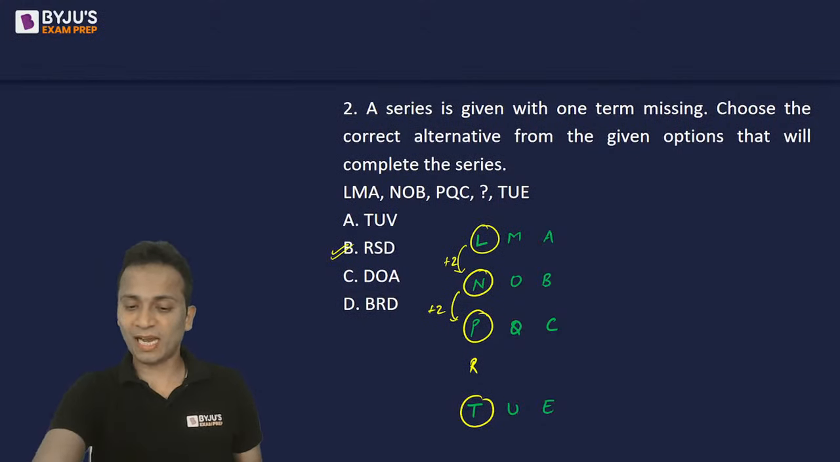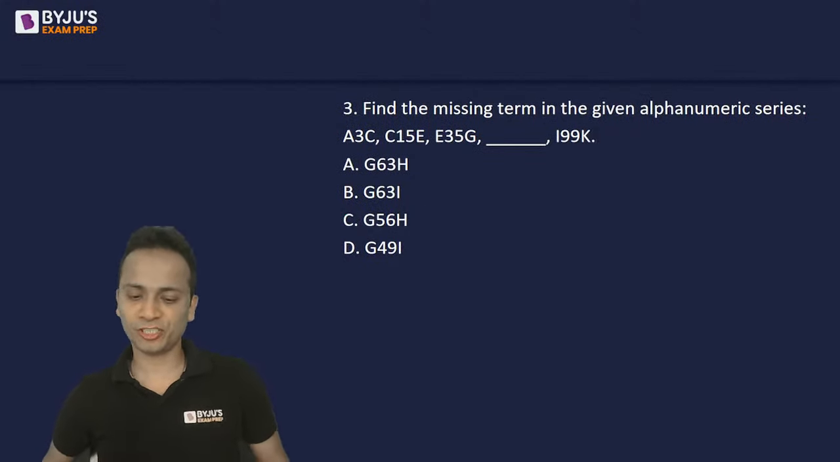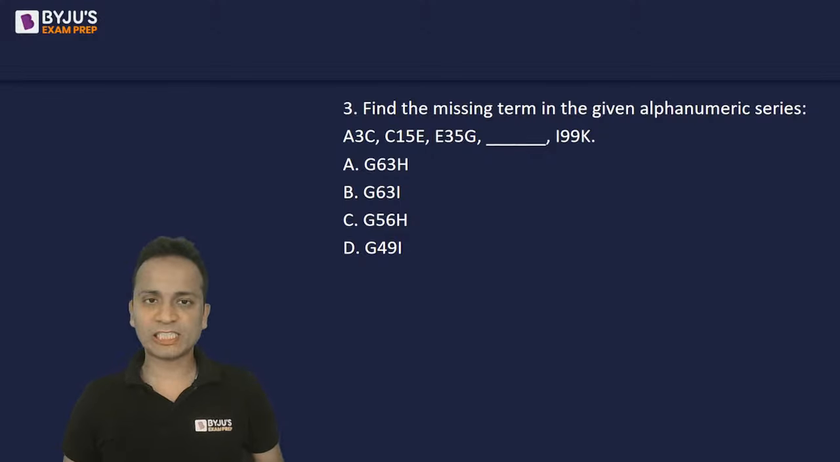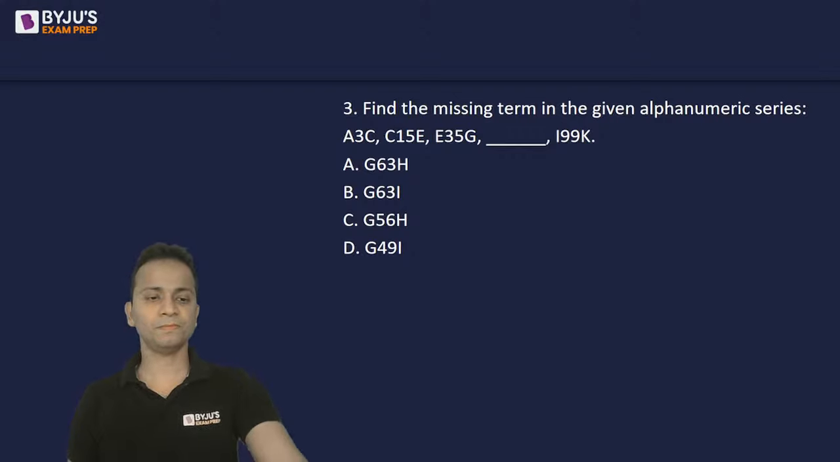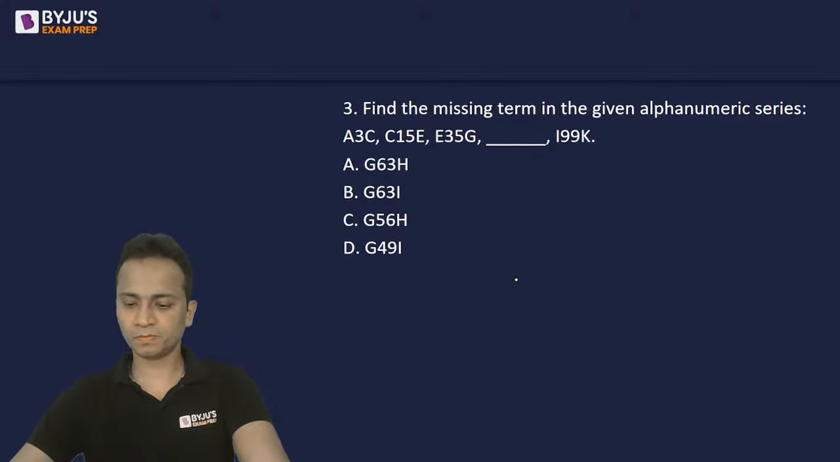Nice, I think the warm up has been done. Now let's look at our next set of questions. Question number 3: find the missing term once again. Now this is an alphanumeric series. Try to increase your speed, all of you.